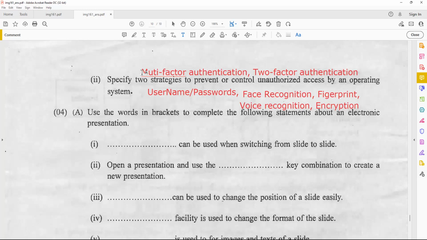So only using that code can you log into the system. This is called two-factor authentication. Right now we have multi-factor.